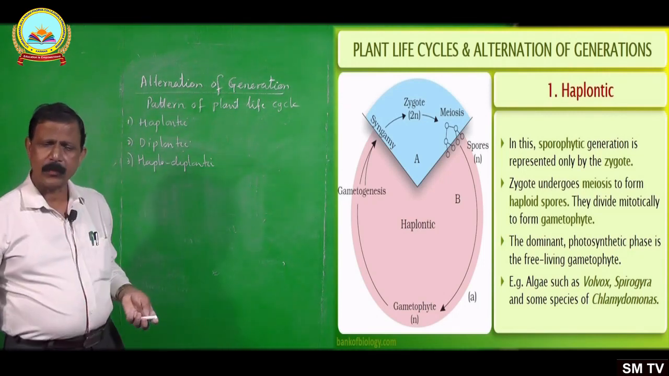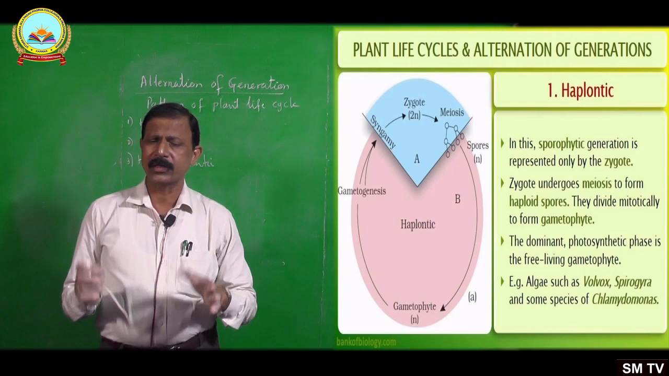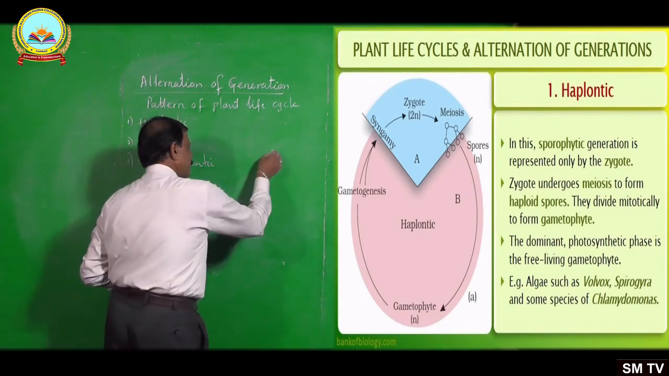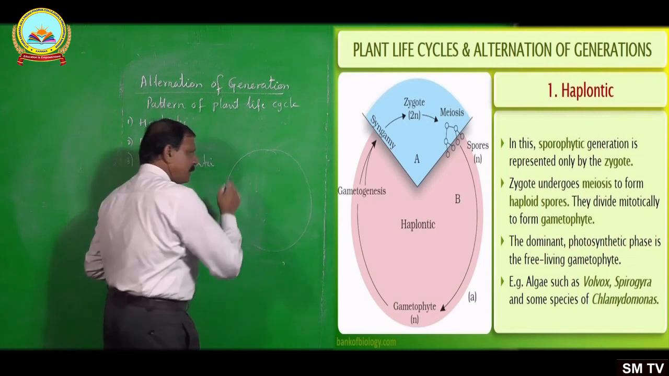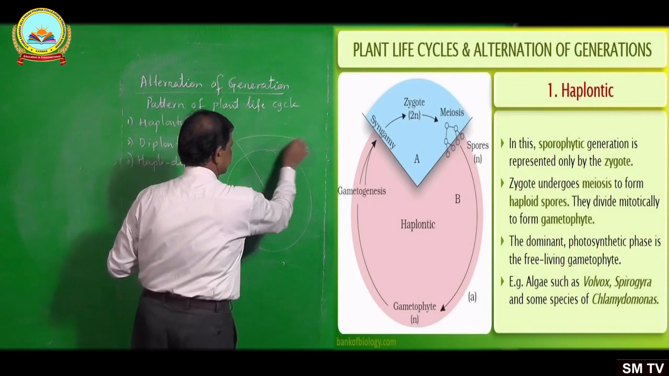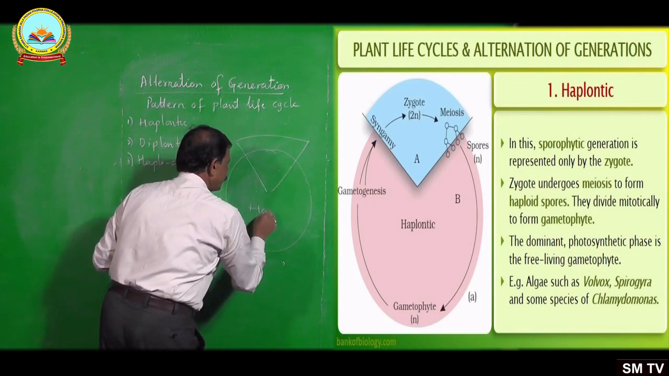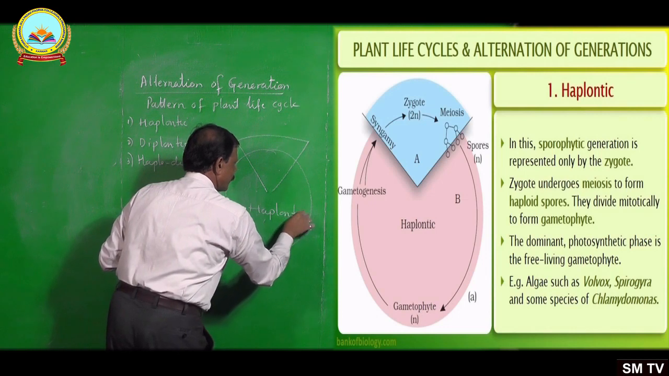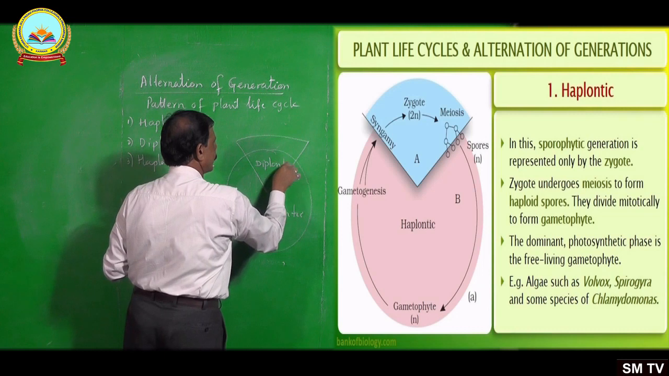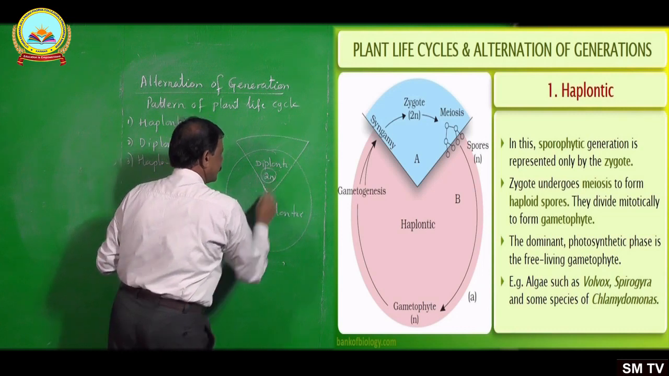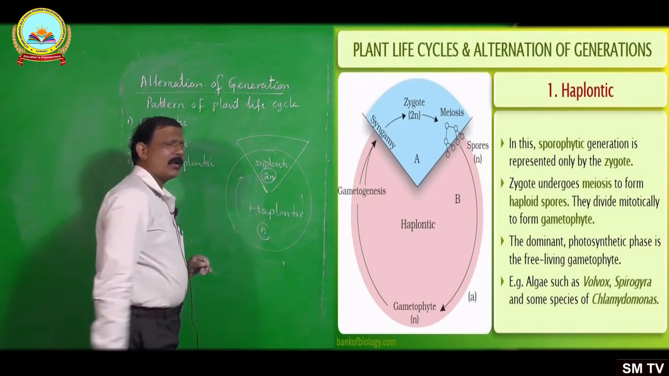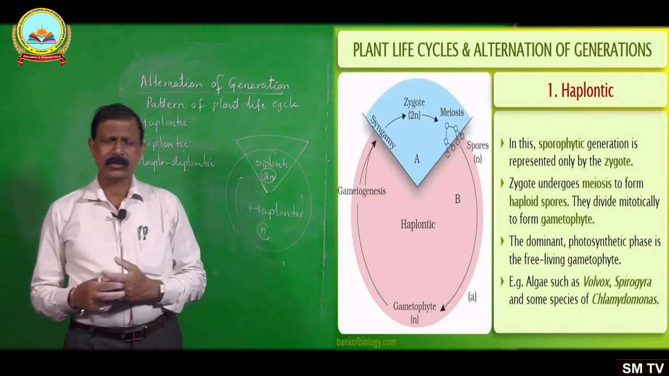The first one is haplontic. In the haplontic life cycle, the haplontic phase is the major phase, and the diplontic 2N phase is very short. You can see the diagram on the screen also.